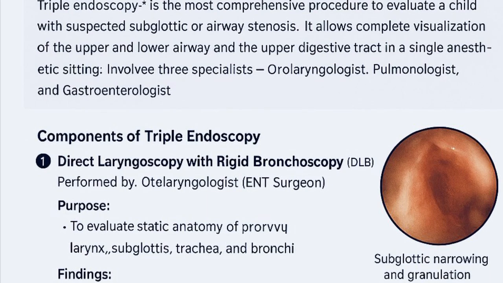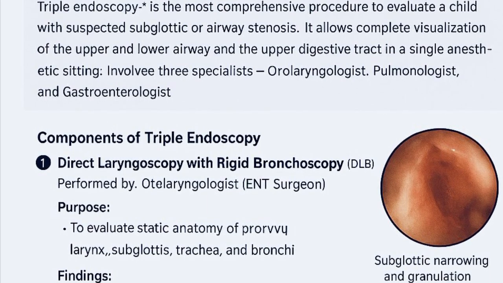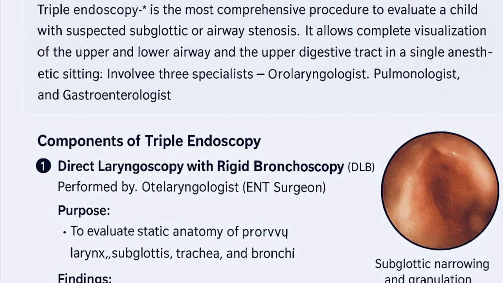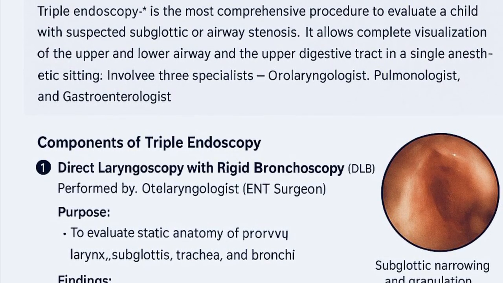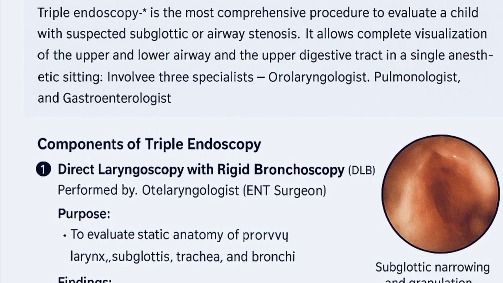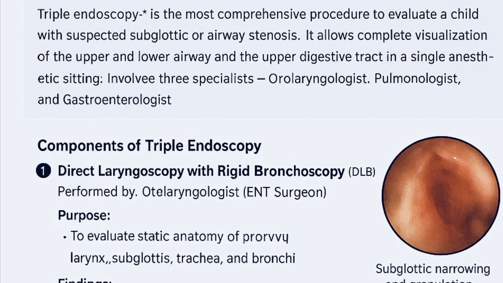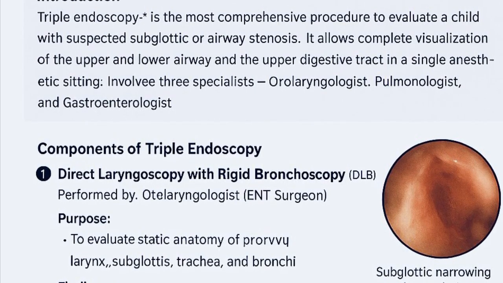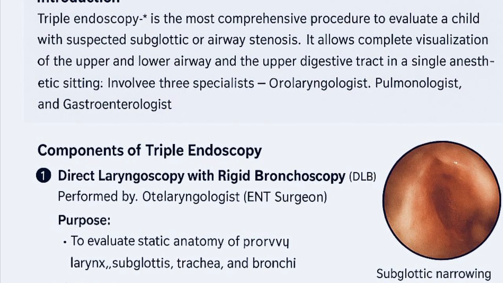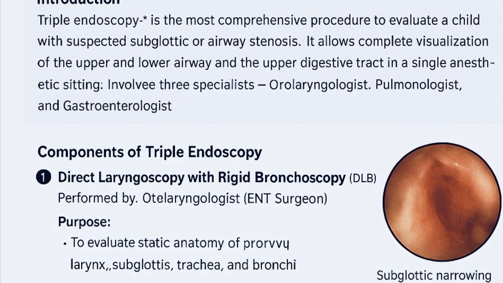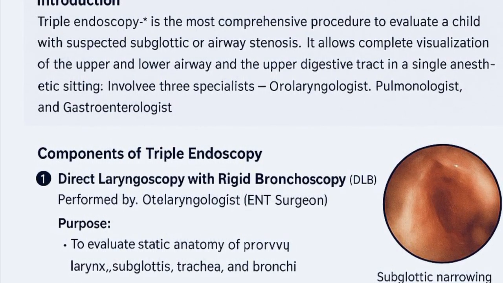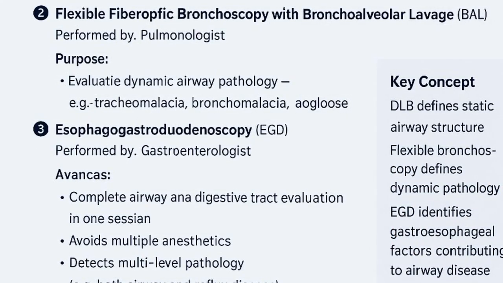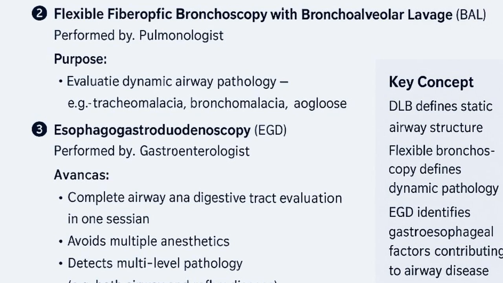Purpose is to evaluate the static anatomy of the larynx, subglottis, trachea, and bronchi. You can find subglottic stenosis, vocal cord mobility, airway malacia or granuloma, or post-intubation injuries. So, for evaluation, you can rule out any of these pathologies by this DLB. Second component is flexible fiberoptic bronchoscopy with bronchoalveolar lavage.